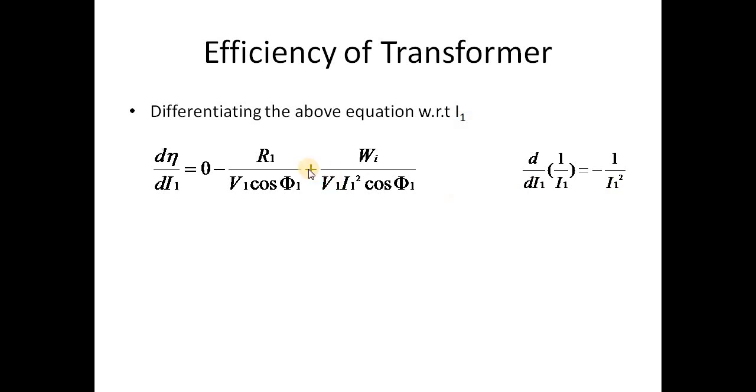So as it was earlier, here it was minus, so minus into minus is going to become plus, so Wi whole divided by V1 I1 square cos phi1.